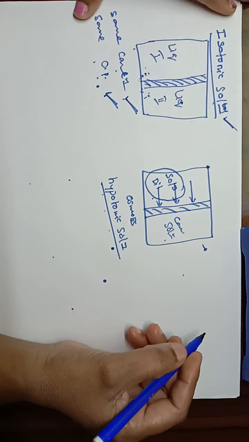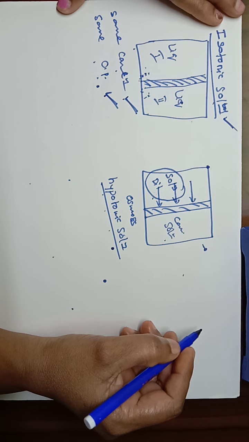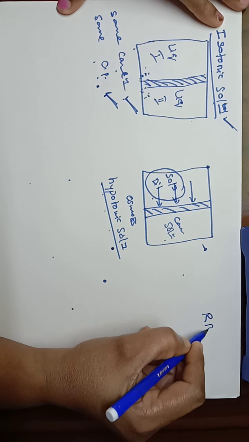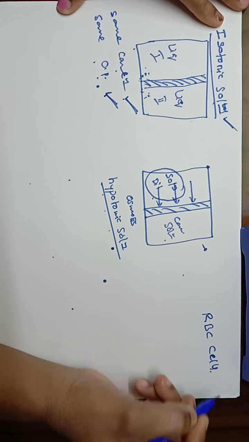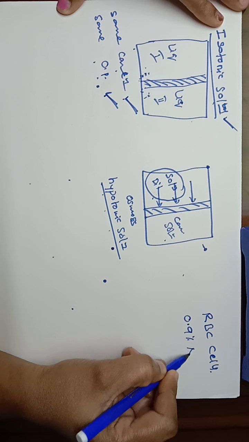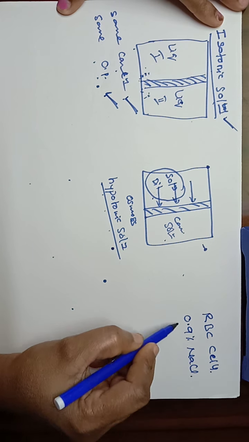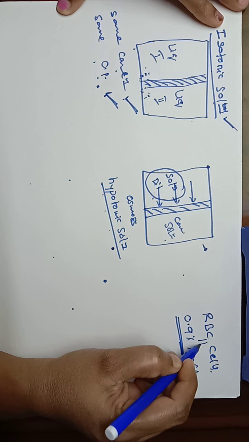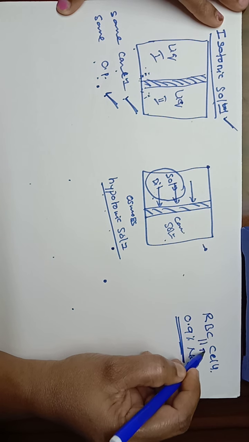And I will consider one more set of solutions, that is RBC cells and also 0.9% NaCl. 0.9% NaCl is isotonic with the RBC cells.